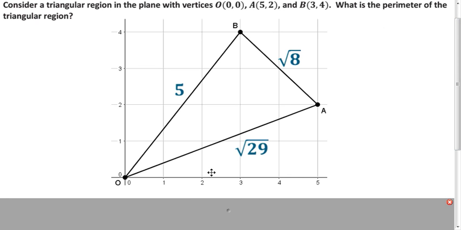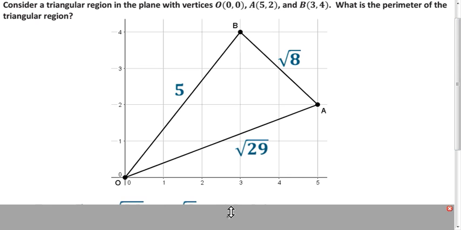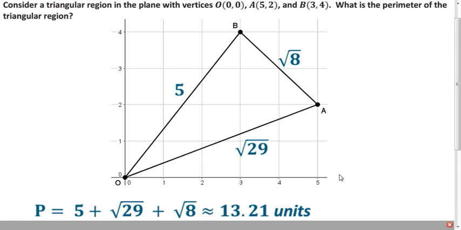We're just going to estimate these distances on the calculator. So to calculate the perimeter, we add all three of these together. Let's round to the nearest hundredth again. We get 13.21 units.